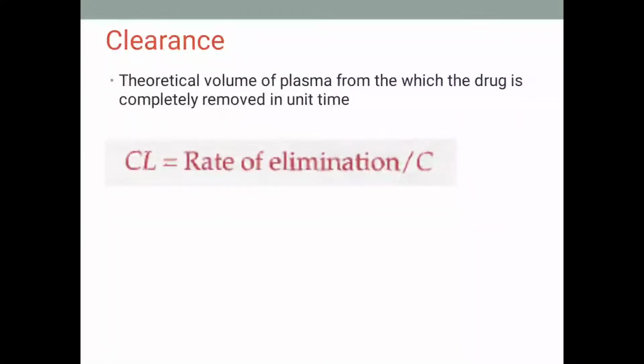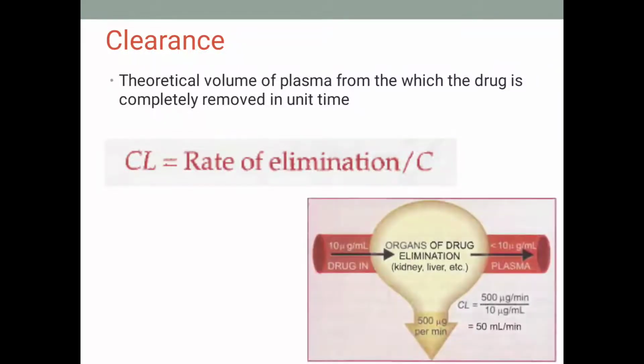So clearance is equal to rate of elimination upon plasma concentration. Means from the plasma concentration, how much drug is eliminated in unit time. So suppose the patient has an elimination rate of 500 microgram per minute and concentration is 10 microgram per ml. So clearance would be 50 ml per minute. So you have to remember the formula. Clearance is equal to rate of elimination upon plasma concentration.